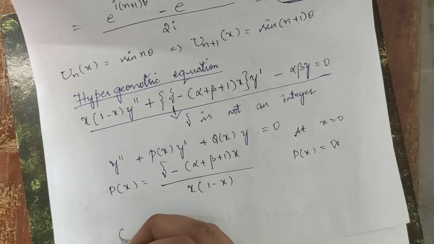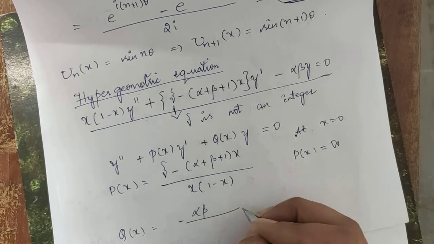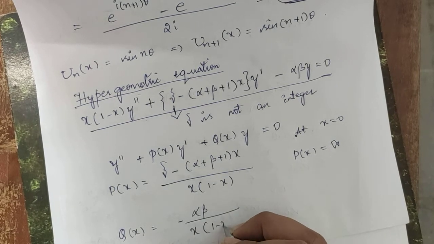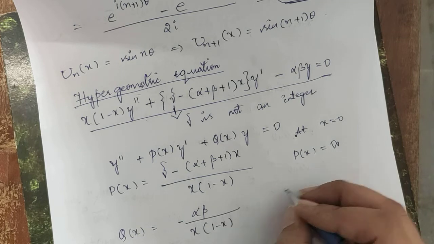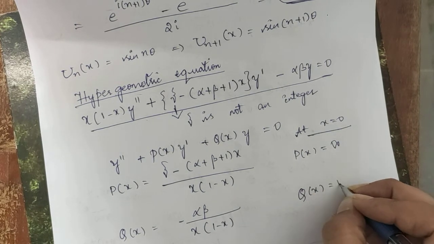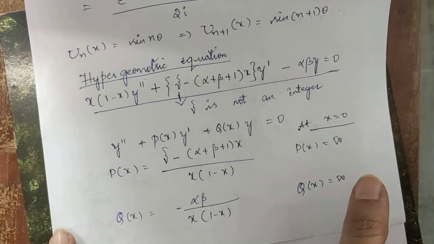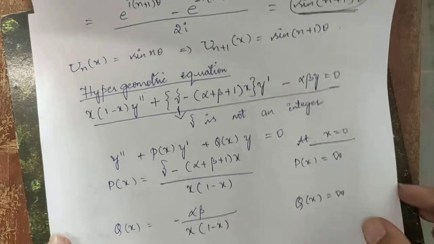Similarly for q of x, minus alpha beta divided by x into 1 minus x, again at x is equal to 0, your q of x will become infinity. So now this is not an ordinary point. I should check the singularity, right? So let's check the singularity.